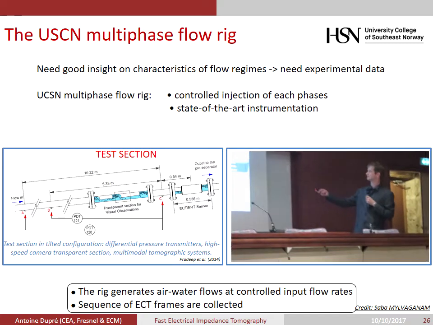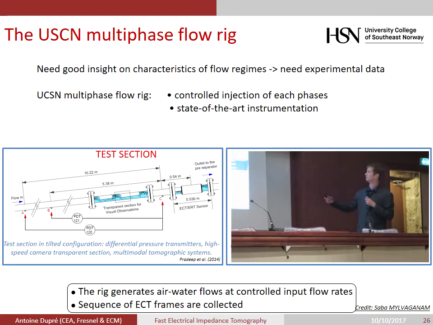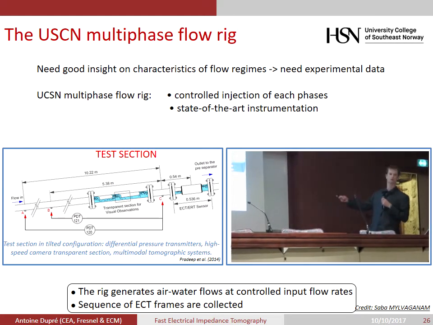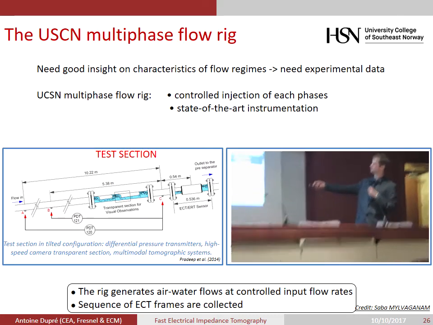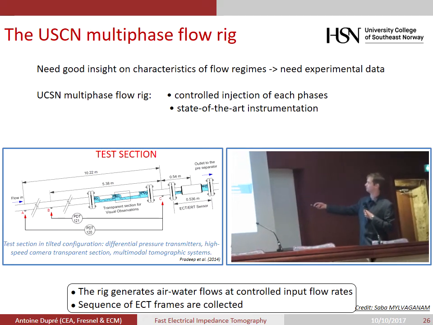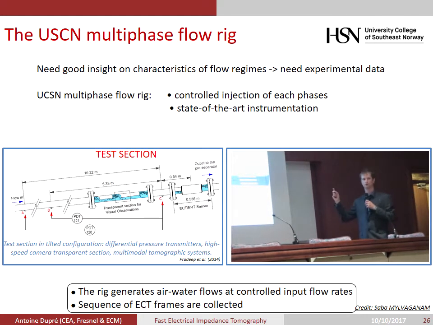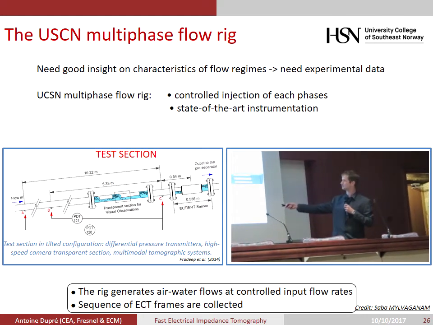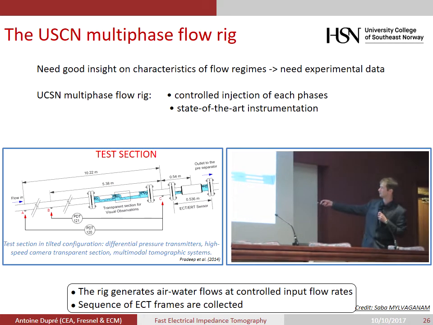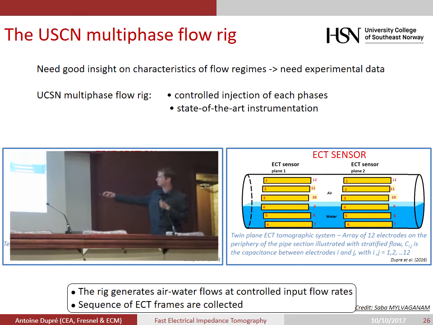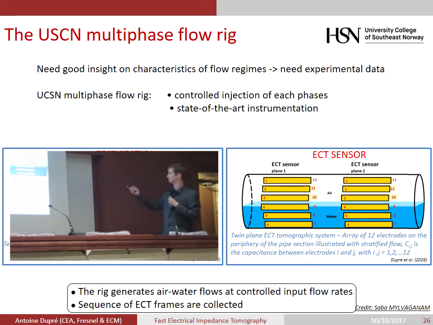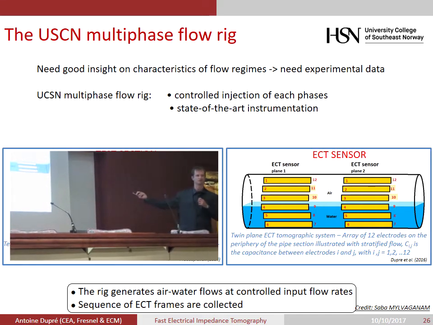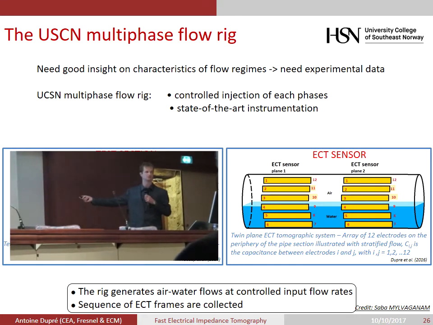At their university, they have a multiphase flow rig which allows the user to control the injection of each phase, so we can generate multiphase flows with different conditions. The phases are injected into a horizontal channel, with state-of-the-art instrumentation. We know precisely what we inject, and we have a transparent section for visualization and also high-speed camera recordings. And we have a section with an ECT sensor featuring 12 electrodes. As mentioned in the introduction, there are many similarities between ECT and ERT in terms of signal analysis, so this study is valid for the PhD thesis objectives.